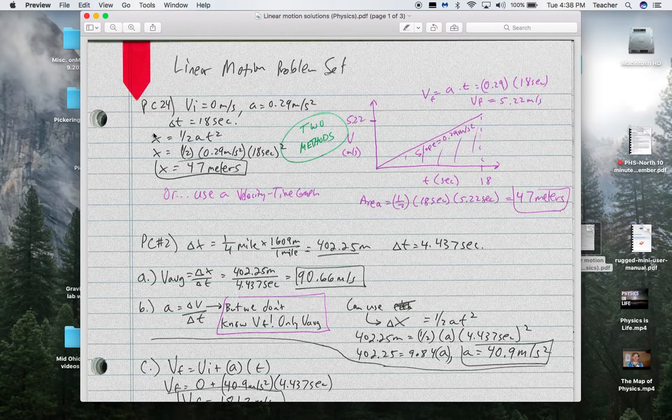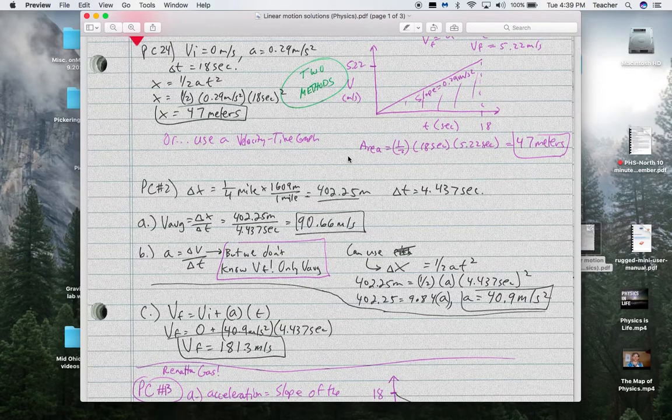So this is the formula I'd use. I believe it is formula number 4. A version of that, simply plug that in and I get that answer. The other way you could do things is to recognize, if you set this up as a velocity time graph, 18 seconds, the slope of the graph is 0.29 meters per second squared. And after 18 seconds, you'll end up at 5.22 meters per second. The area of this, which is a triangle, 1/2 base times height, will give you the same answer. So the area of a velocity time graph tells you the displacement, which is, in this case, the distance traveled.